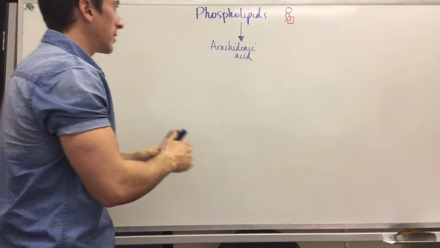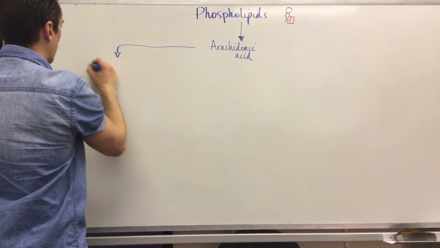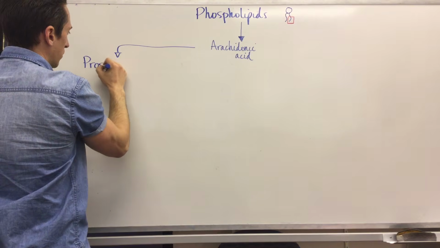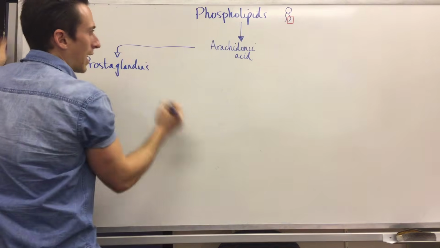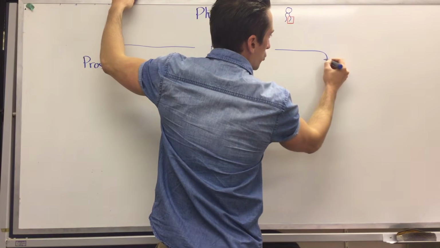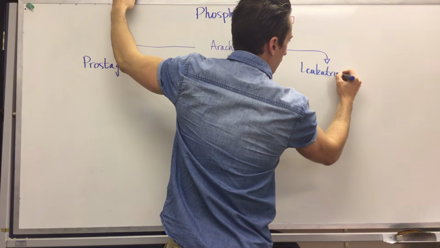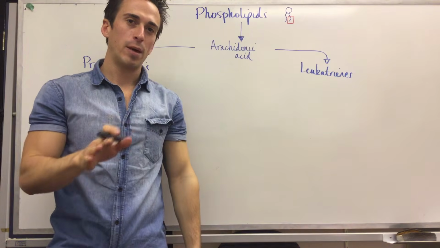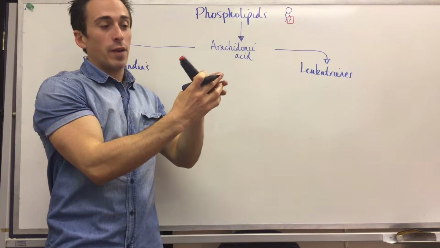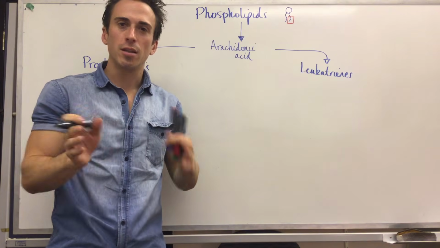And arachidonic acid, like I said, will create prostaglandins and leukotrienes, both of which are chemical mediators of inflammation. What that means is they promote vasodilation and they promote endothelial constriction, amongst others.